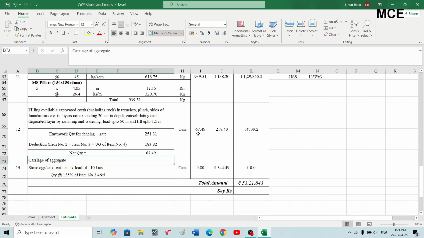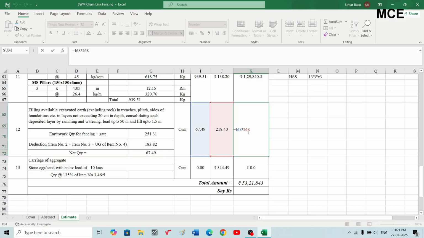So the total is 67.49 cubic meters, and the rate for this item in SOR is 218.40 rupees per cubic meter. So the total cost of this item is 14,739.2 Indian rupees. And the last item which you need is the carriage of aggregates, that is stone aggregate and sand. This is a separate item which you have to pay to the contractor. It depends on the lead. I'm taking an average lead of 10 kilometers.